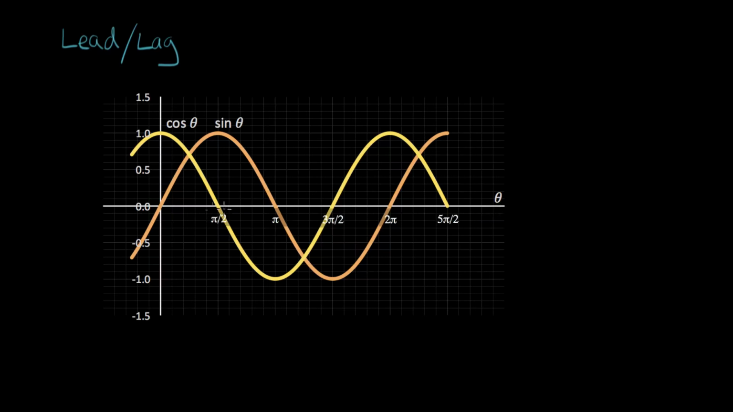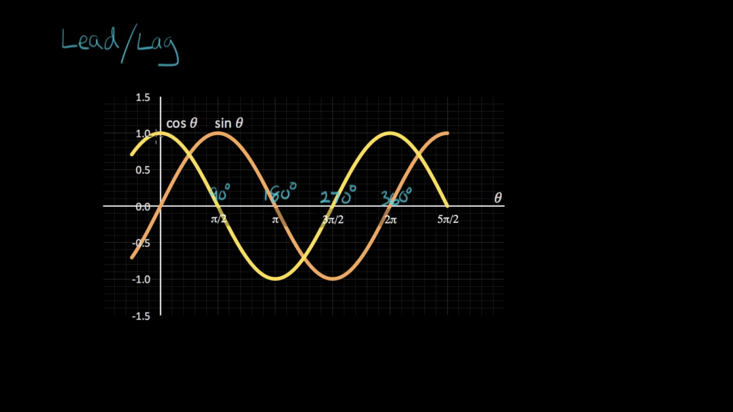Now I can label these, but pi over 2 represents a 90 degrees change. Pi is 180 degrees. This is 270 degrees. And this is 360 degrees. Those are two equivalent scales for the angle axis in degrees or in radians.